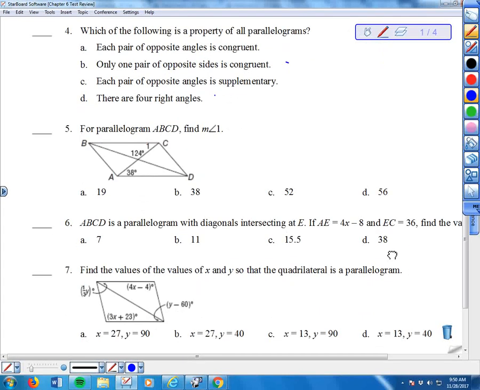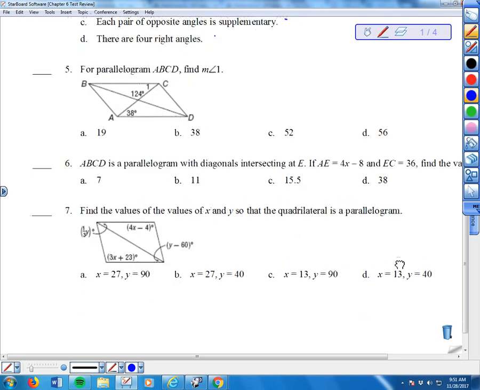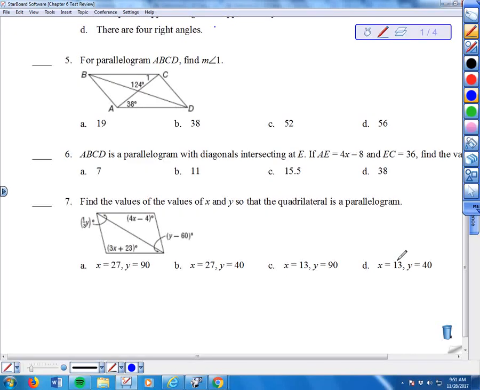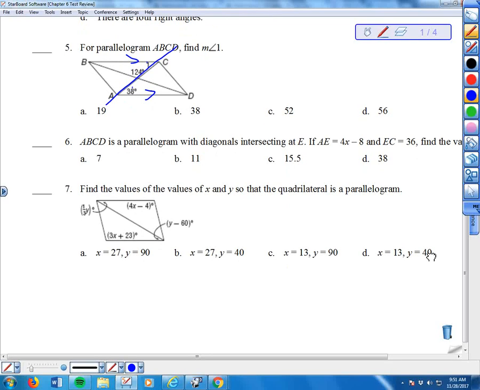And what do we know about the angles that are supplementary in a parallelogram? Is it opposite? Consecutive. All right, for this parallelogram, find angle 1. 38, because this is parallel to this, and there's your transversal. These are alternate interior. So angle 1 is 38 degrees.